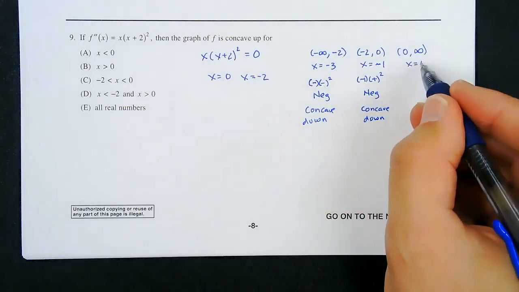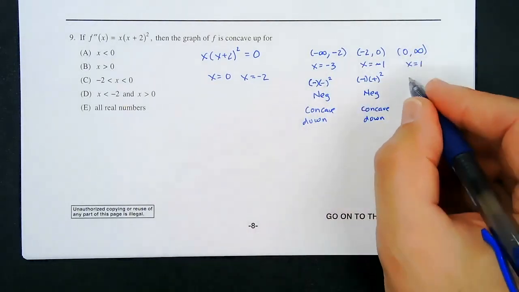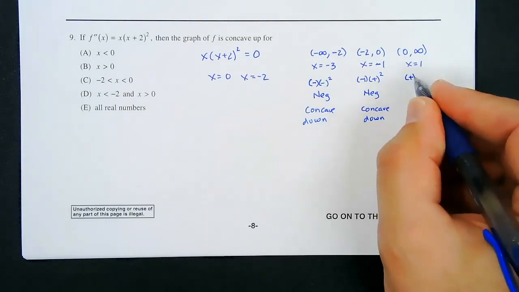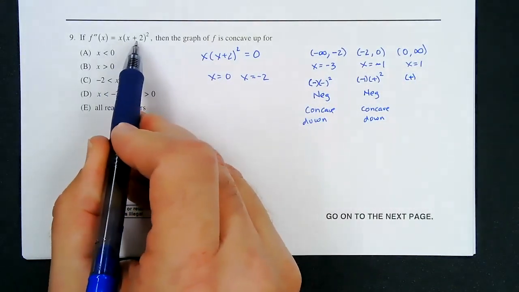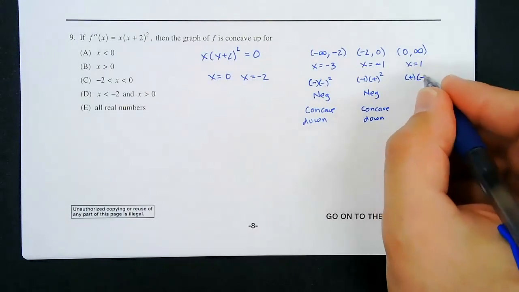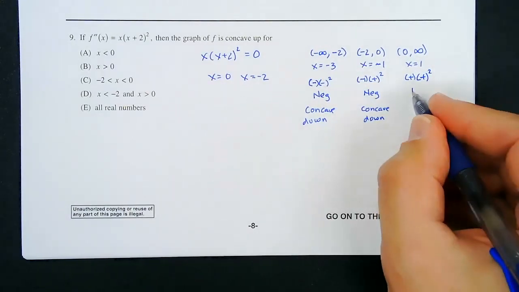And then from 0 to infinity, x equals 1. So the first one would be positive, right? Because it'd be +1 right here. And then 1 plus 2, well, that'd be 3, which is positive. And we're going to square it, right? So that's going to give me positive.